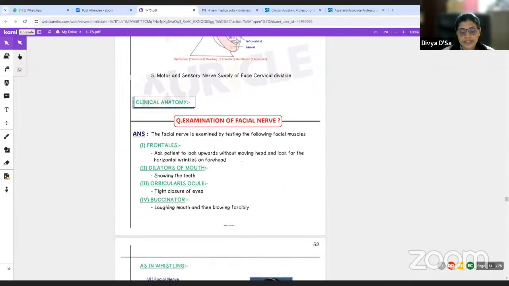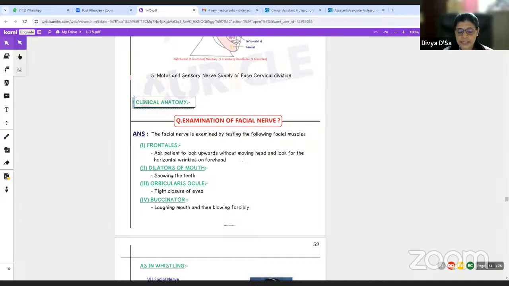Okay, so how do we examine the facial nerve? The facial nerve is examined by testing the muscles. Which muscles do we test? First is frontalis. So how do we test it? We ask the patient to sit stable and look upwards. So when they look up, what happens? There will be horizontal wrinkling on the forehead. So if that is there, that means that muscle has its power, and the facial nerve is intact there.